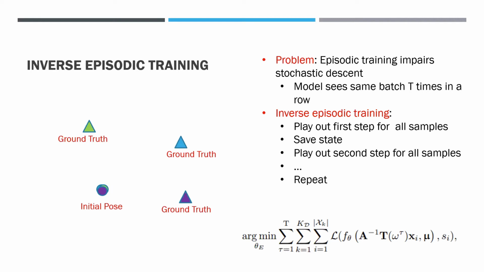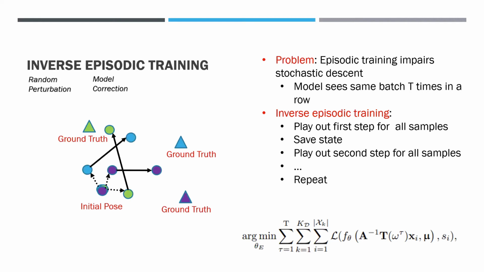So what we do is called inverse episodic training. And this is a fairly simple spin on episodic training. And the way this works is that, given an epoch of samples, we'll actually play out the steps for all samples one by one. So what I mean by that is, let's say we have only 3 samples in our epoch. Obviously, we have many more in a practical situation. We'll play out the first step, which is random perturbation and the correction, for all the samples and save their states. And then we'll go back through the epoch again and do random perturbation and their model correction for the second step, and so on and so forth. We do that T times until we reach the end of our episode, and then we'd start all over again. So here, what this ensures is that we're always giving a variety of samples throughout the network training.